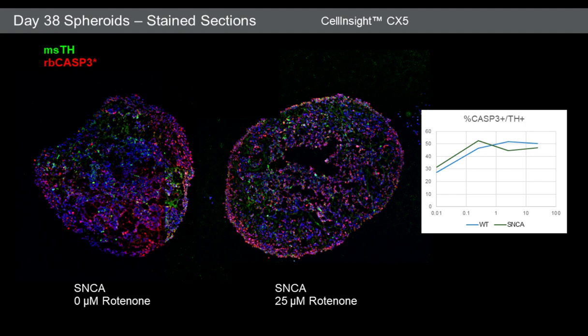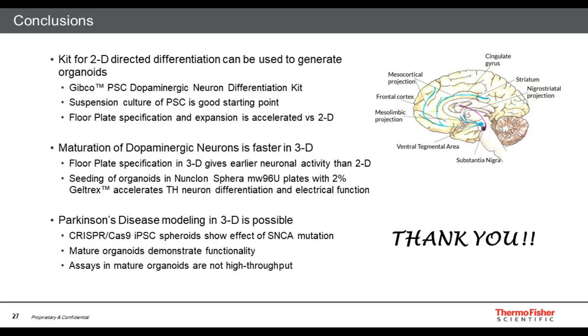If we look at the numbers of co-localized TH neurons with active caspase-3, out of cryosections, we can start to get decent numbers, but the high background, again, is making curve fitting difficult. So that's where we are to date. I just want to run through a few conclusions from this work.